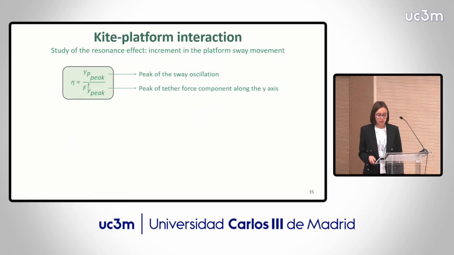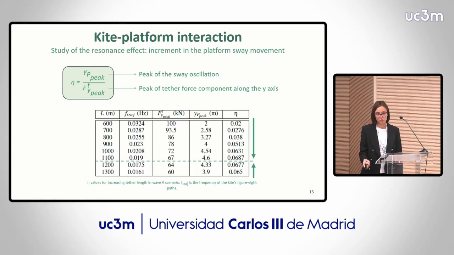So we want to go a little bit more in depth inside this interaction, defining a new parameter, which is the ratio of peak of the sway oscillation and peak of tether force component along the epsilon axis. Studying this parameter depending on the length of the tether, we can see that it increases until a frequency equal to the one that we have seen before, the frequency of flight, which is 0.0185, and then the parameter starts decreasing again. So we proved that if there is this interaction between the resonance and the tether force frequency, this can be a problem for the operation of the system.